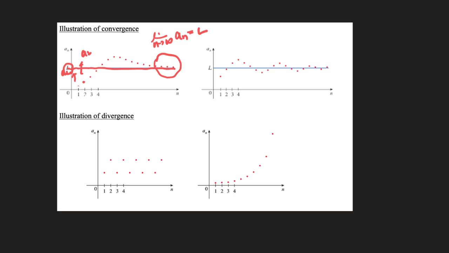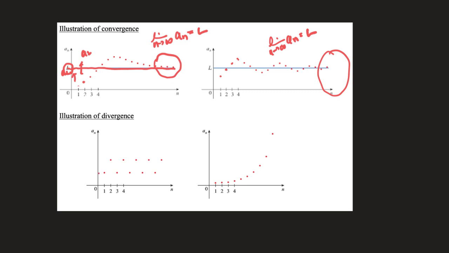Another one, look at this one. The sequence's behavior: A1, A2, A3, A4 go up, decreasing, increasing, decreasing, getting close. This is the horizontal line. So this one also approaches L. We are really interested in where this sequence goes. What is the end behavior? In the end, they get close to a certain number. That's the convergence.